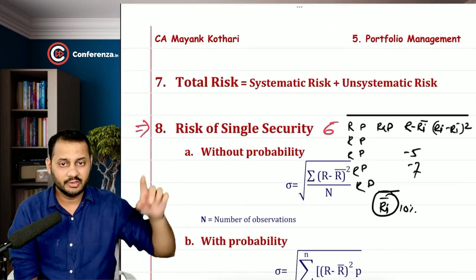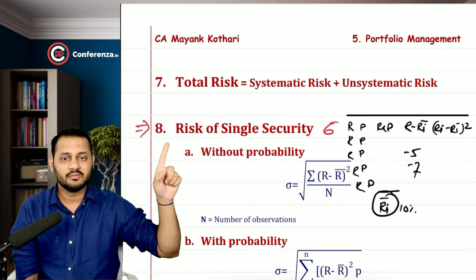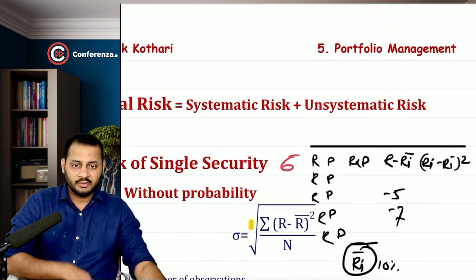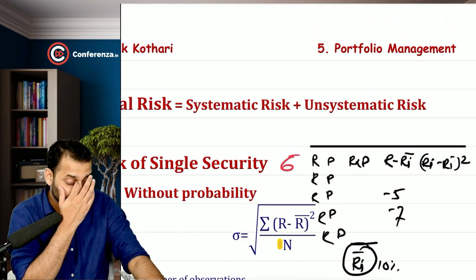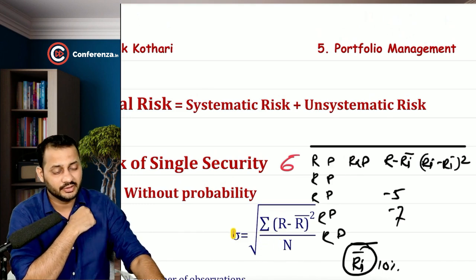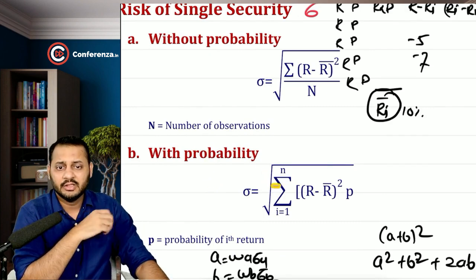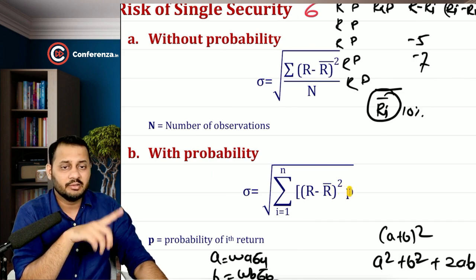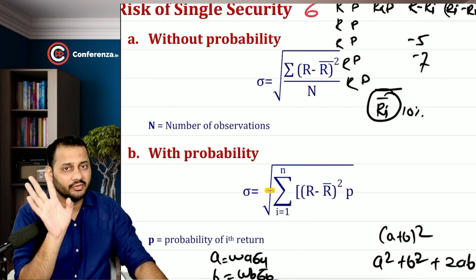Then we understood the meaning of total risk. Total risk is equal to systematic risk plus unsystematic risk. Risk of a single security without probability is nothing but first calculating the deviation, then squaring it to remove the negativity, then total, and then divide by n, which will give us variance. Then you put a square root, which will give you the standard deviation. But in the same scenario, if the probability has been given, we calculate the deviation, then square it to remove the negativity, then multiply it with the probability, then summation will give you the variance, and then square root will give you the standard deviation.